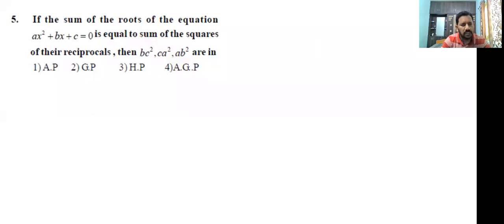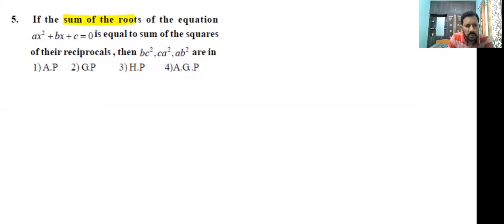Previous class, level 2, 4 problems completed. Now, fifth question. These are in quadratic equation, level 2 problems. Okay. Now, read the question first, what they are given.